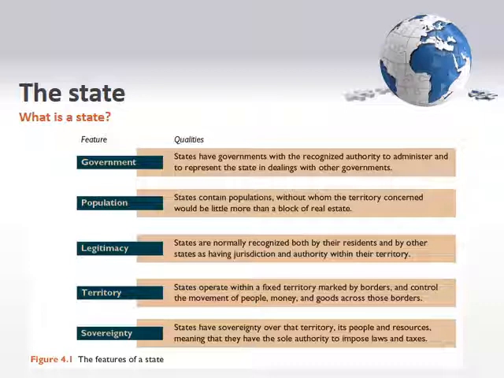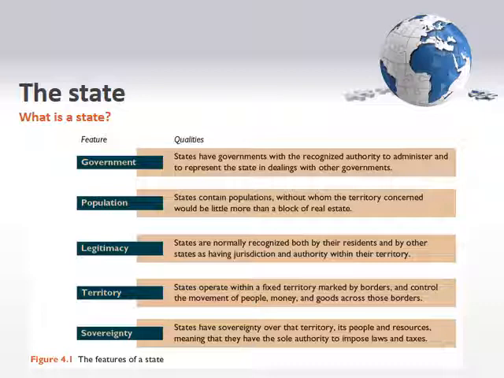So when we talk about states in the context of this course and in political science, we're using that term for countries in the international system. So what defines a state? Government. States have governments that are the recognized authority, and they deal with the governments of other states. States have a defined population that is within a defined territory. States are considered legitimate. They're recognized by their residents and other states as having authority within their territory.